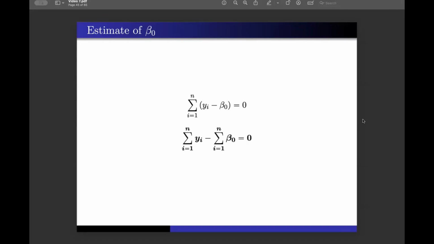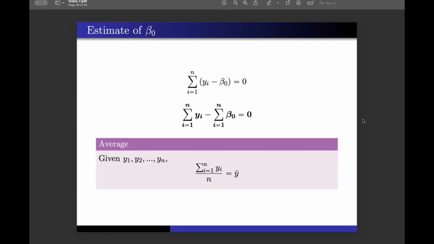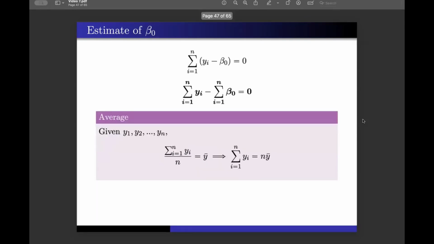What do we do next? If we look at the first term, we have summation i going from 1 to n of y_i. In the null model, we have only dependent variables. So for all the observations 1 to n, we will have the value of the dependent variable. We would have y1, y2, y3, and so on till yn. And if we add these observations from 1 to n and divide by n, we get the average of this variable. If we multiply by n on both sides, we have summation i going from 1 to n of y_i equals n y bar.